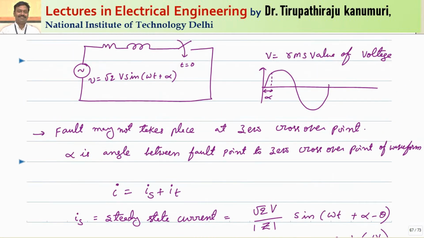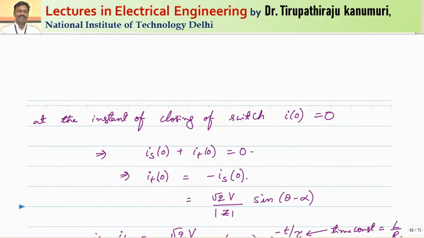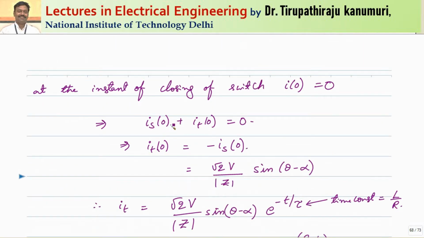But now at the instant of closing of the switch, when the switch is suddenly closed, current cannot change suddenly in an inductor. Let us assume the initial condition is an unloaded condition, so current is equal to 0 when the sudden short circuit happens. Current cannot go from 0 to some finite value. That's why at the instant of closing of the switch, the total current will be equal to 0. I am going to take that constraint for calculating my transient current. So at the instant of closing of the switch, I of 0 will be equal to 0, because it is the sum of two components.